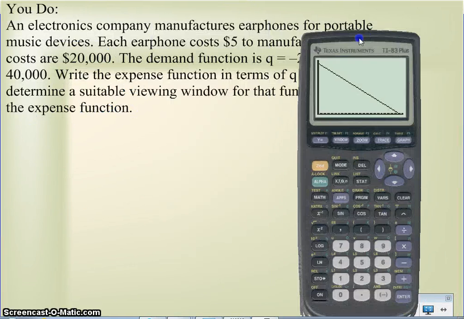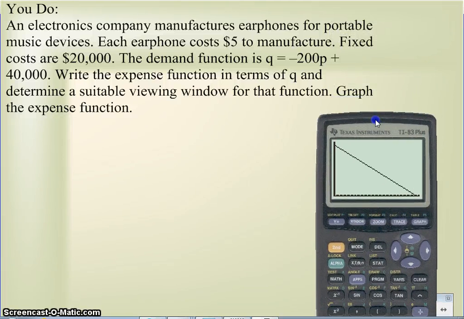All right, please press pause. Go ahead and solve this question. When you're ready, come back and we'll work it together.